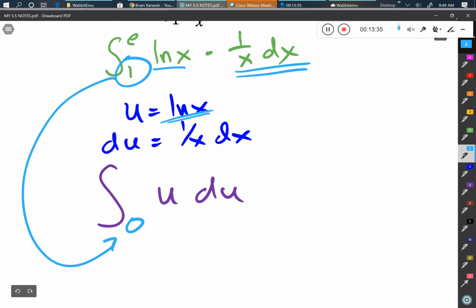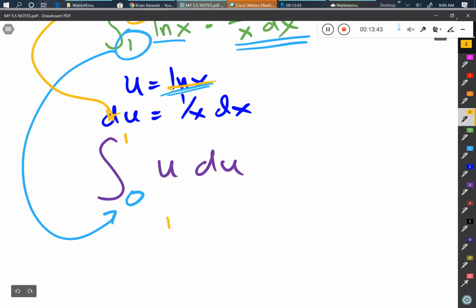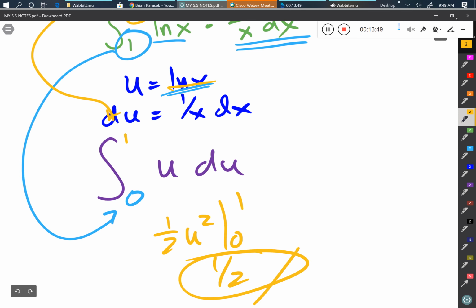And then if I put in my new upper limit for integration, e, what does e turn into? Natural log of e is 1, so from 0 to 1 of u du. The integral of u is 1/2 u squared. Evaluated from 0 to 1, that's 1/2. And guess what that does for us?